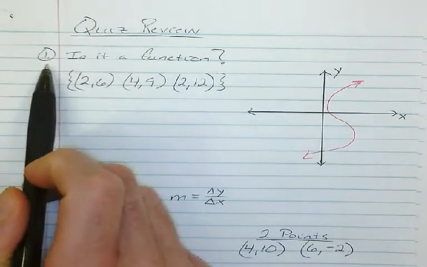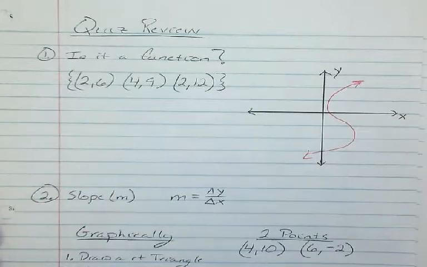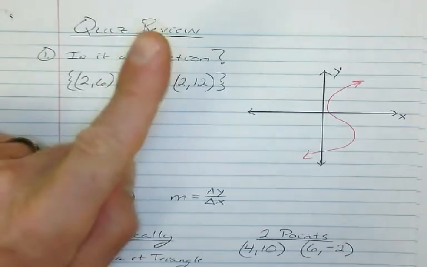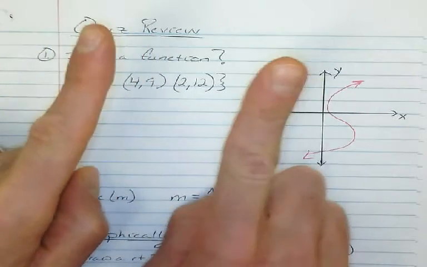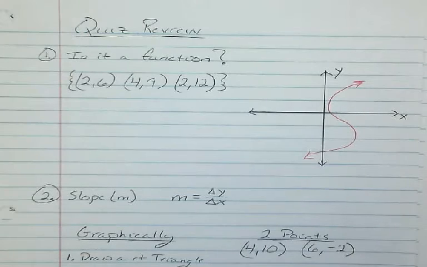Alright, topic number 1. Is it a function? Remember, a function is a relation where every input, every x value, gets matched to exactly one output. So every input has exactly one output.